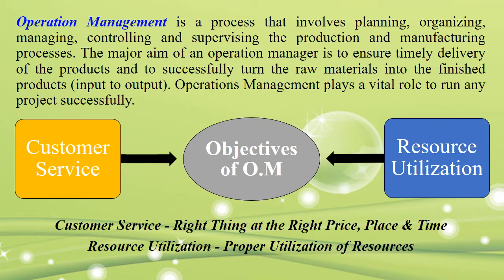Operations management is a combination of two words, that is operations plus management. It involves planning, organizing, managing, controlling, and supervising the production and manufacturing processes. So we can say that OM is a core management activity which involves transformation or conversion of input into output, output in the form of goods and services. So the raw materials are successfully converted into finished products.